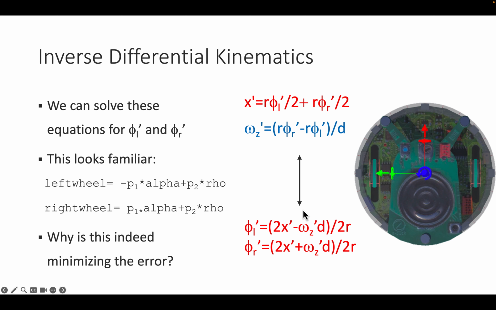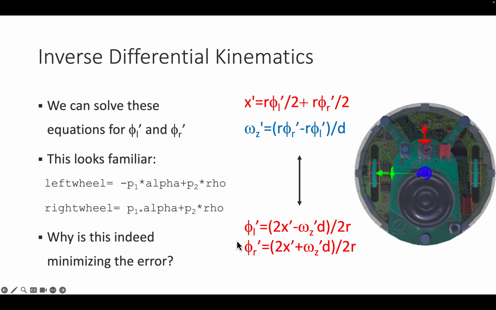And now already here you see that they look very familiar to the controller that we have been implementing. So you see here we have a positive contribution of the forward speed, and then we have a negative contribution on the left wheel of the angular orientation, in this case the angular speed, and the opposite for the right wheel.